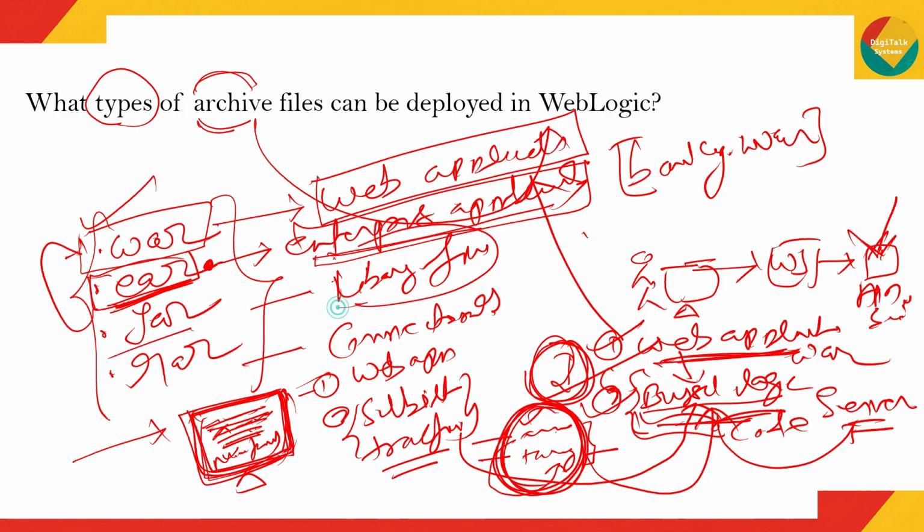JAR file is a simple library file. So there would be certain code that is common across multiple applications. You may be using multiple applications, but some code is common. So instead of writing the same code again and again, or instead of zipping the same code multiple times inside multiple applications, what we do, we deploy it as a JAR file, which is common code, libraries.